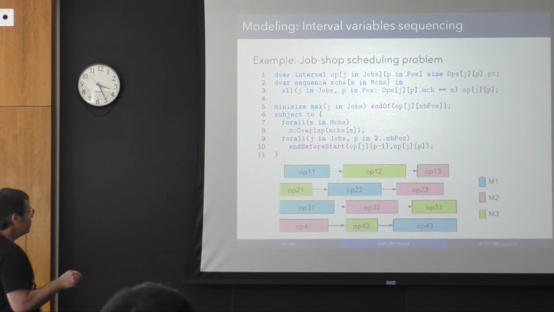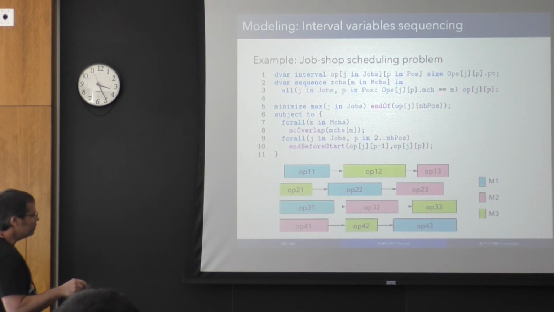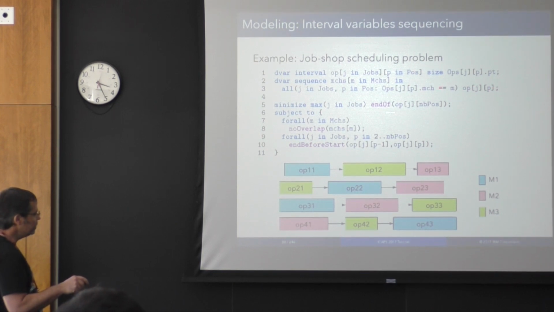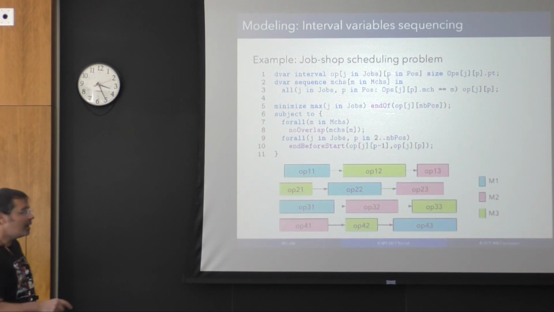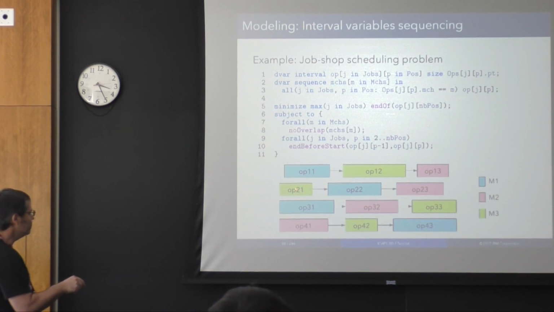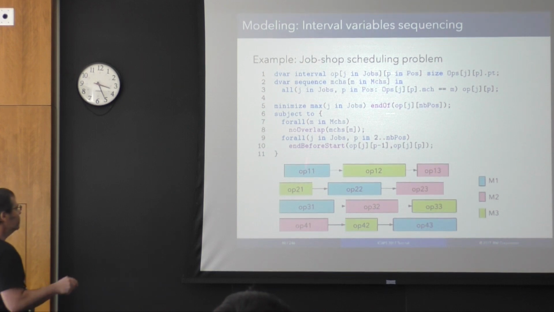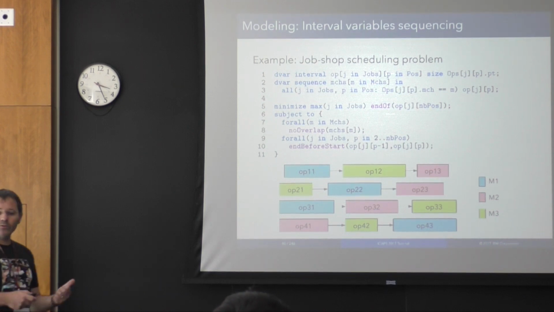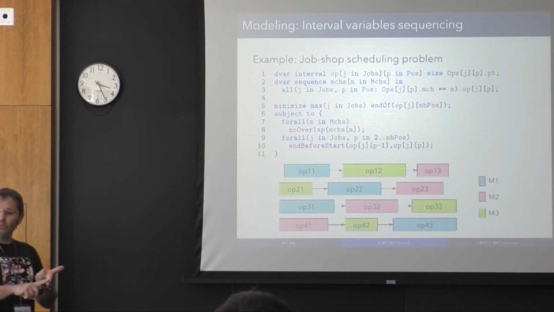For each machine, you will define a sequence variable on all the interval variables. Here there is some filtering, saying that you only consider the interval variables at the position p that use a given machine. So let's suppose that here M is the green machine, then the no overlap will be defined on these operations: operation 2,1, 1,2, 3,3, and 4,2. So here we have defined all the decision variables of the problem, the interval variables and the sequence variables.